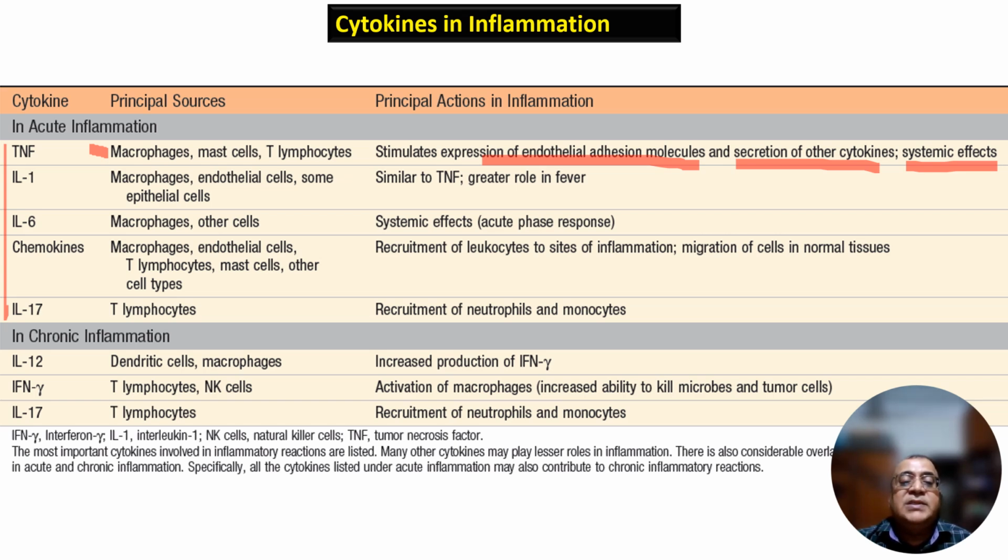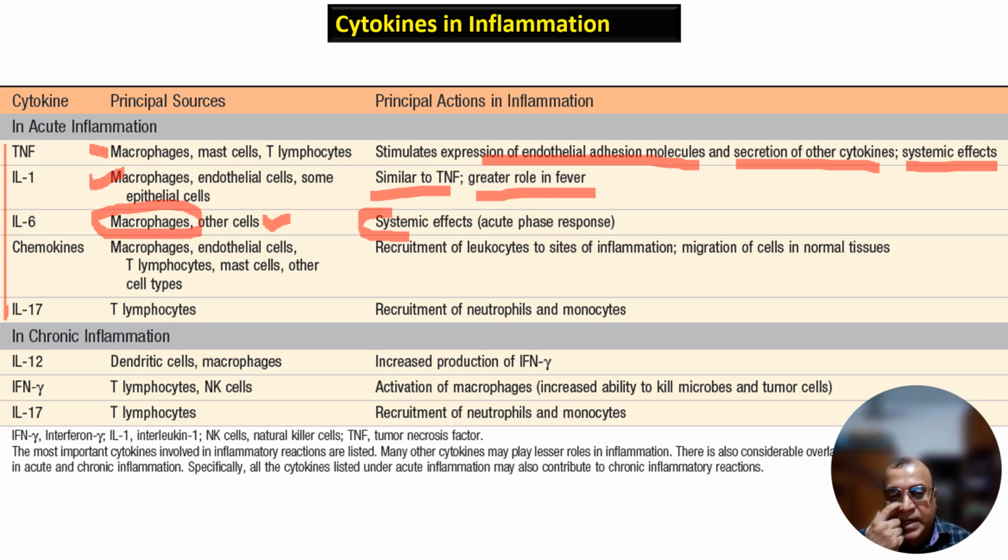Interleukin 1 is secreted from macrophages, endothelial cells, and some of the epithelial cells. Most of its functions are similar to TNF, and it has a greater role in development of fever. Interleukin 6 is secreted by the macrophages chiefly and some other cells, and it is responsible for systemic effects, especially the acute phase response in the acute inflammation.